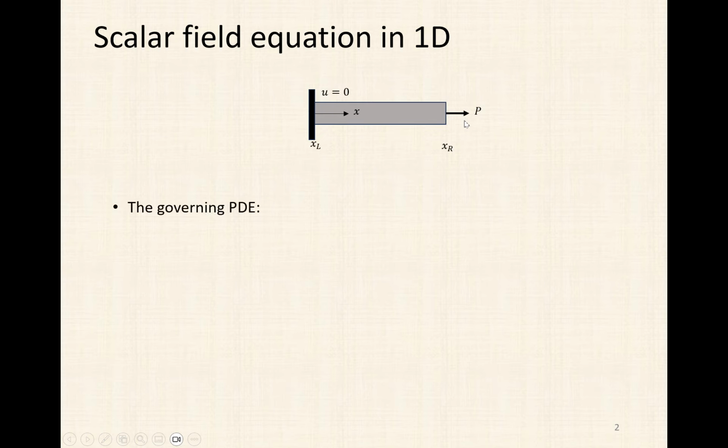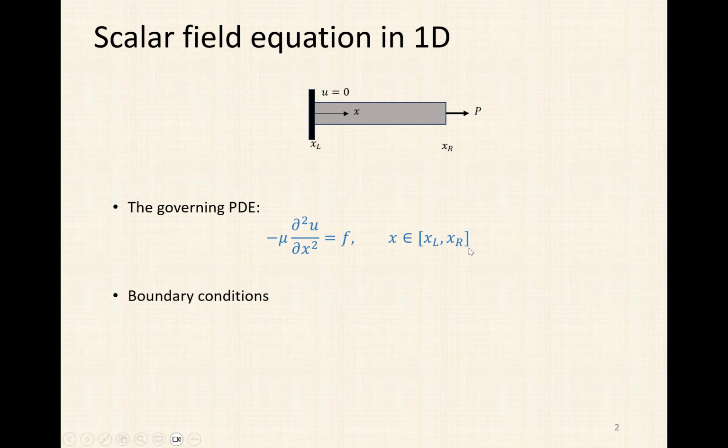For this problem, the governing PDE is simply minus mu d²u/dx² equal to f. Here u is our solution variable, for example the displacement in that direction, and mu is a material parameter. For example, it happens to be EA, E being Young's modulus and A the area, but that's not really important now. So mu is a material parameter and f is the source term. As I said, the domain starts at x_L and ends at x_R, L for left, R for right.